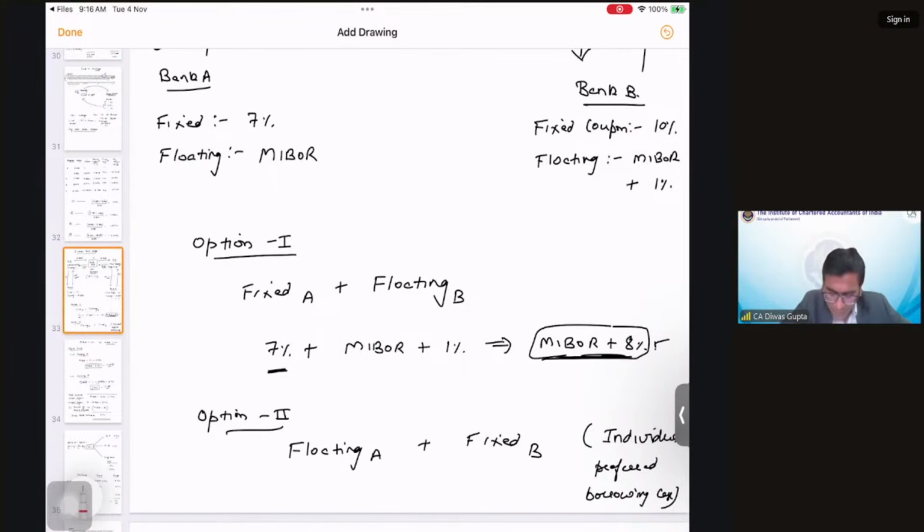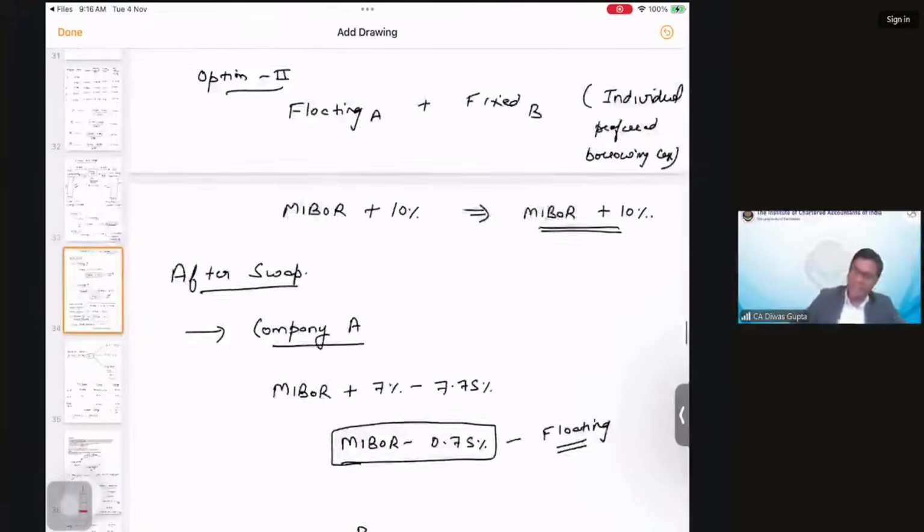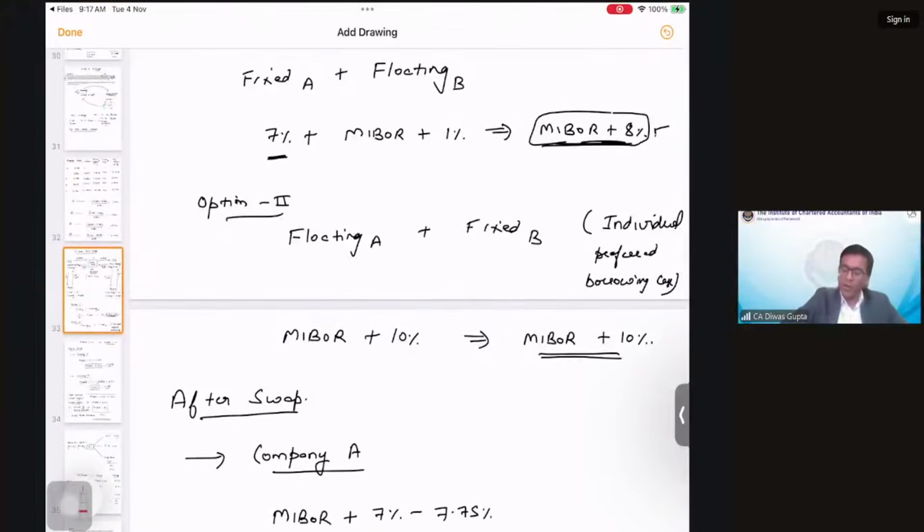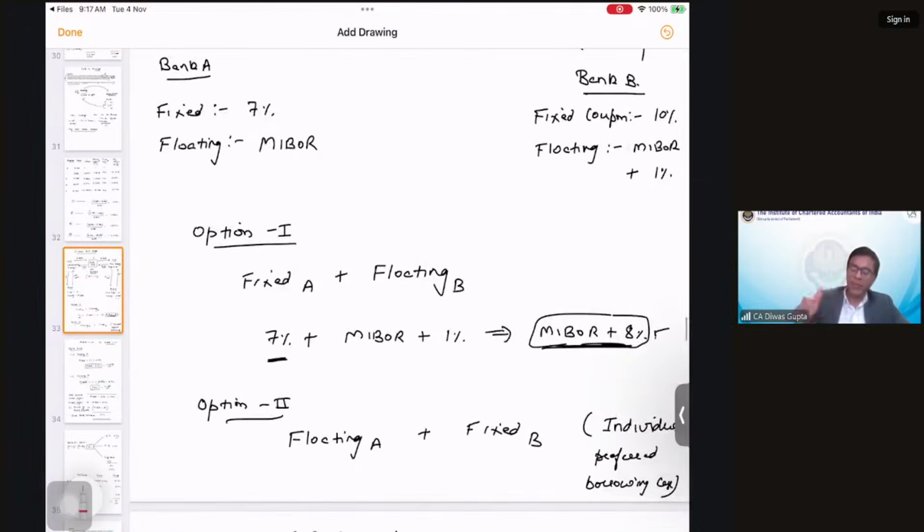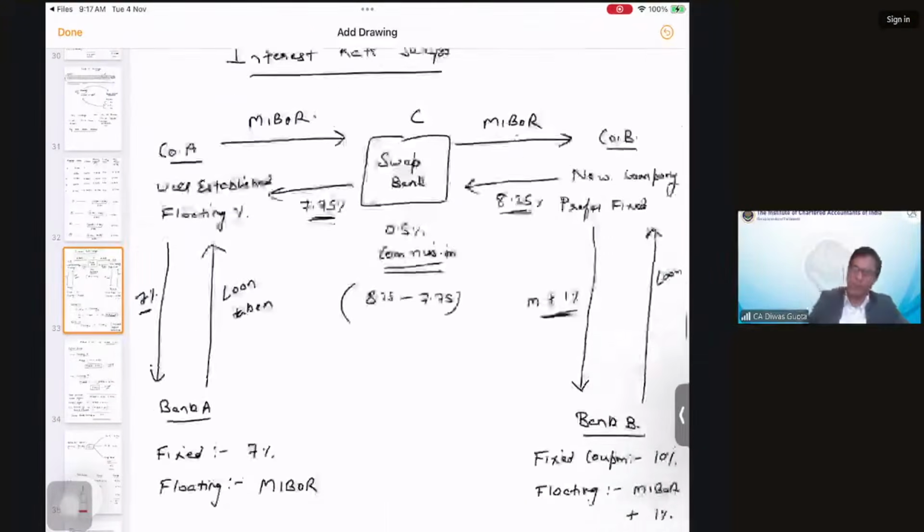Option two comes as that A will borrow in floating and B will borrow in fixed. So in this case, the overall amount comes as MIBOR plus 10%. And this is the individual preferred borrowing case as well. So here what will happen, students? Here if you see, option 1 is cheaper than option 2. Now what will banks say? Bank will say that okay, both of you execute fixed for A and floating for B.